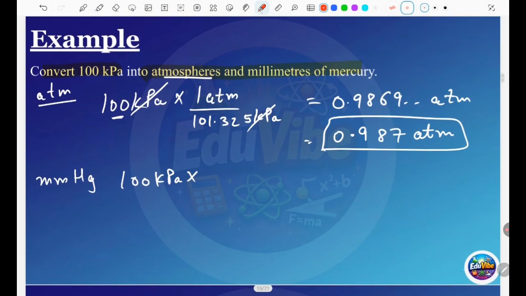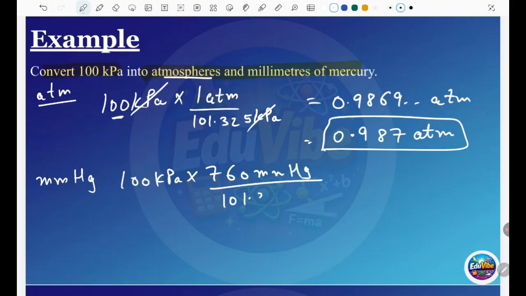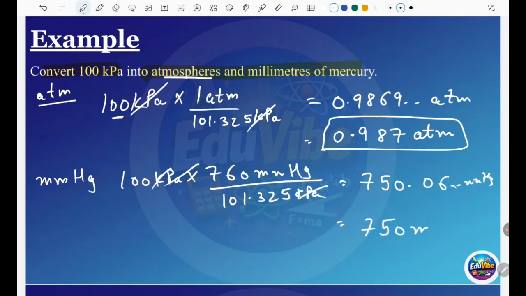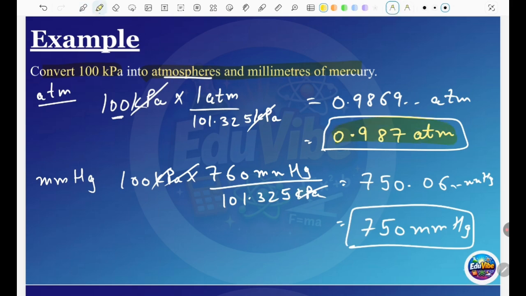So basically we do 100 kPa times 760 mmHg divided by 101.325 kPa. You cancel the kPa, and when you solve it, the answer is in mmHg. We get about 750.06 mmHg, which to three significant figures is 750 mmHg. So those are the two answers we get when we convert 100 kPa into atm and mmHg. That's how you do it.